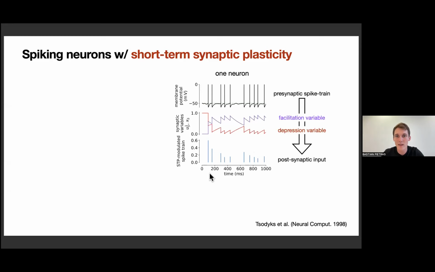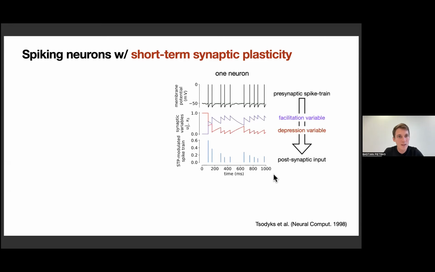You see that if the spikes come rapidly one after the other, then the effective spike train decreases. And then after a time of no spiking, the spike strength, the input, can be increased again. So this is one neuron.